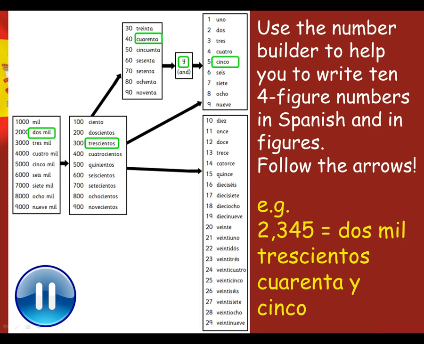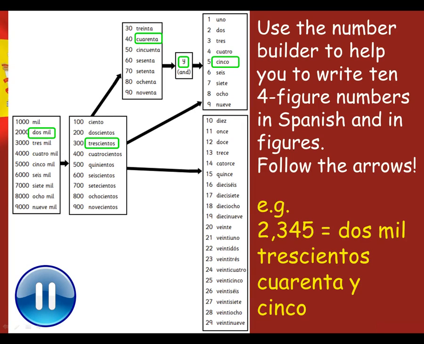So your final task then for this lesson, here's a number builder on the left, showing you the flow, if you like, of how to put together these big numbers in Spanish. And what I would like you to do, like the instructions say, use the number builder to help you to write 10 four-figure numbers in Spanish and in figures. Don't forget to follow the arrows. If you don't follow the arrows, you won't get it right.